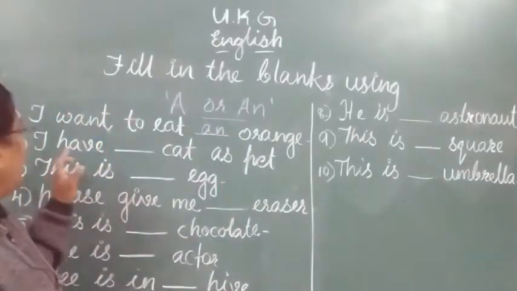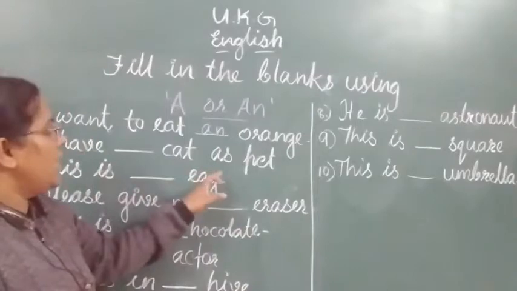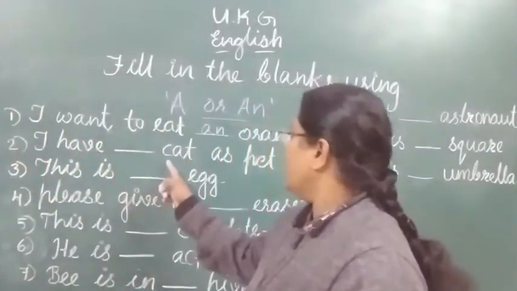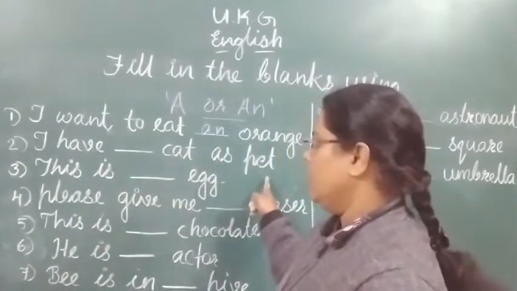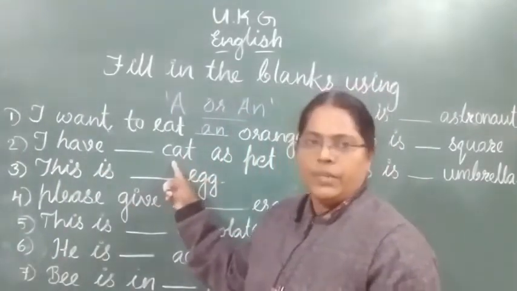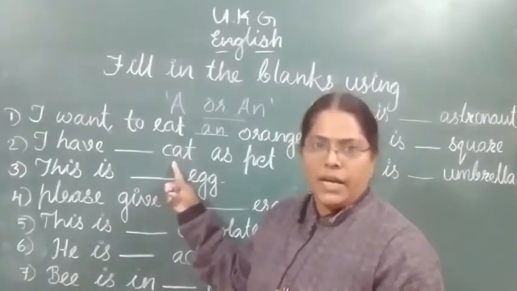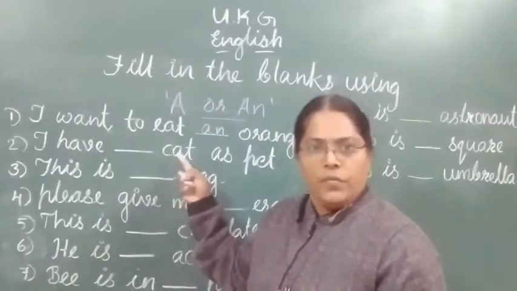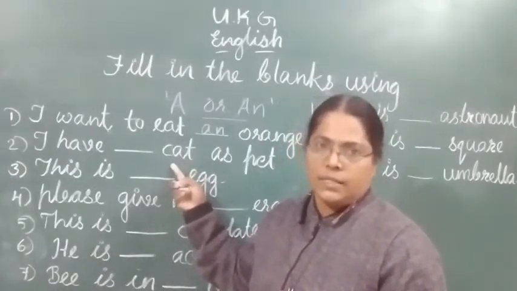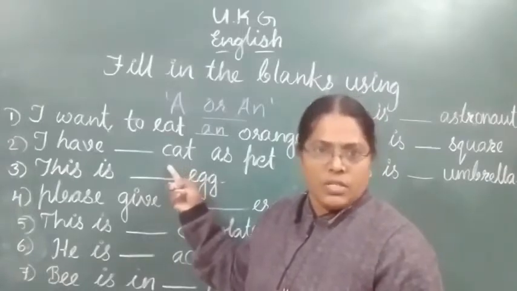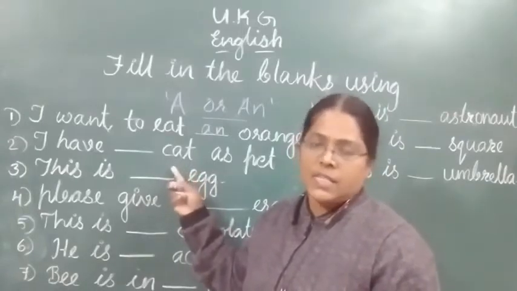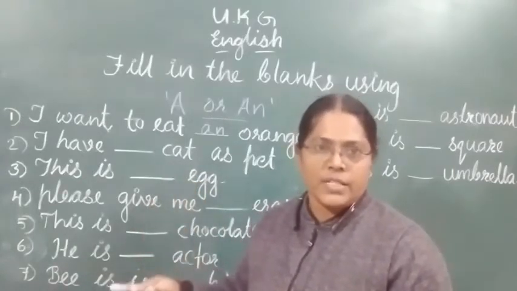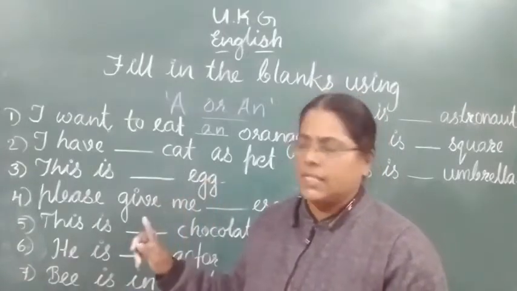Next one. I have dash cat as pet. Look, what is the spelling of cat? C-A-T, cat. This word begins with which letter? A consonant letter. What is a consonant letter? In Hindi, vyanjanakshar. Vowel sounds are swarakshar, and consonant letters are vyanjanakshar.